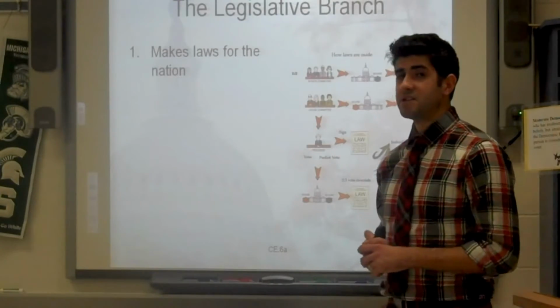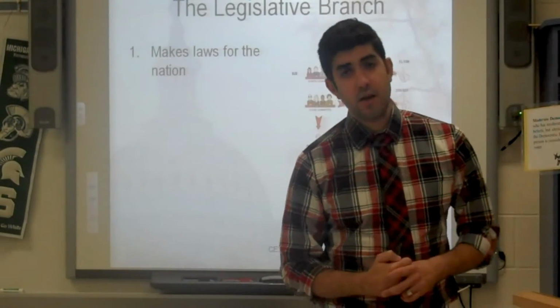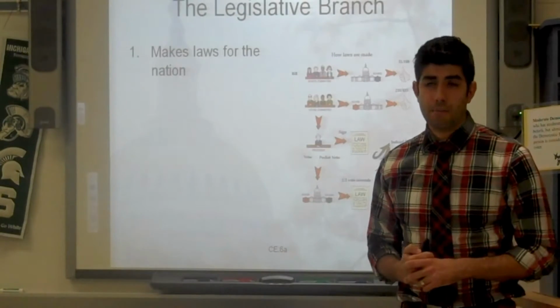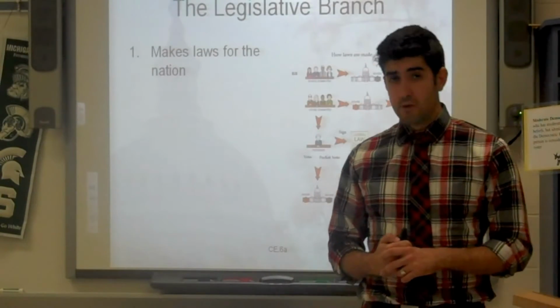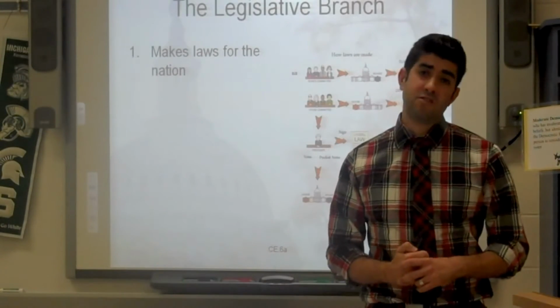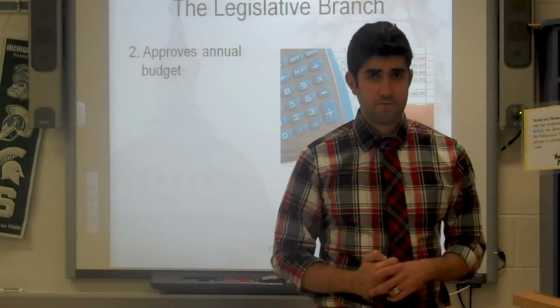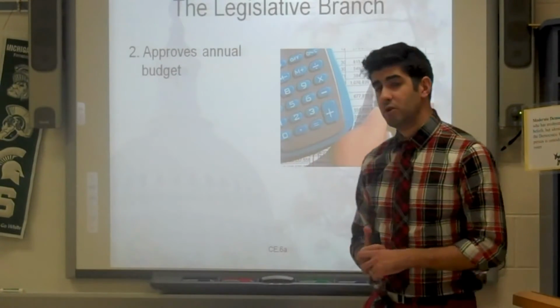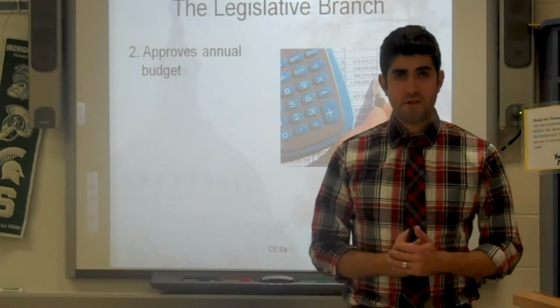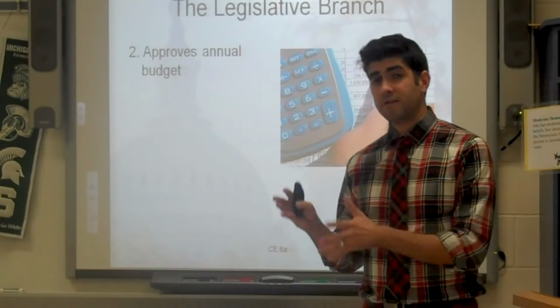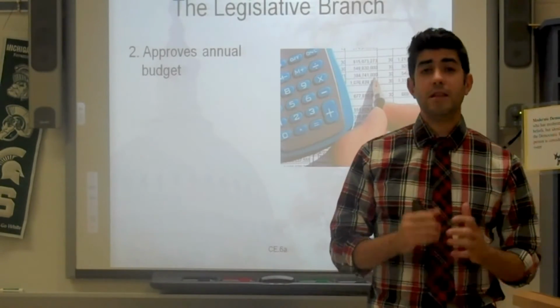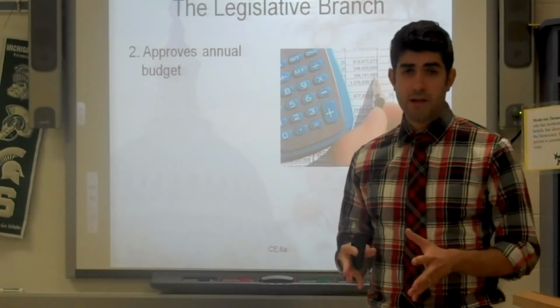So, what does the legislative branch do for our country? The first thing it does is it is the law-making branch. No other branch makes laws. They can influence laws, but the branch that physically makes laws is the legislative branch. The next thing it does, it approves an annual budget. This is where we got our whole government shutdown problem because although the president prepares the budget, the legislative branch has to approve the budget.